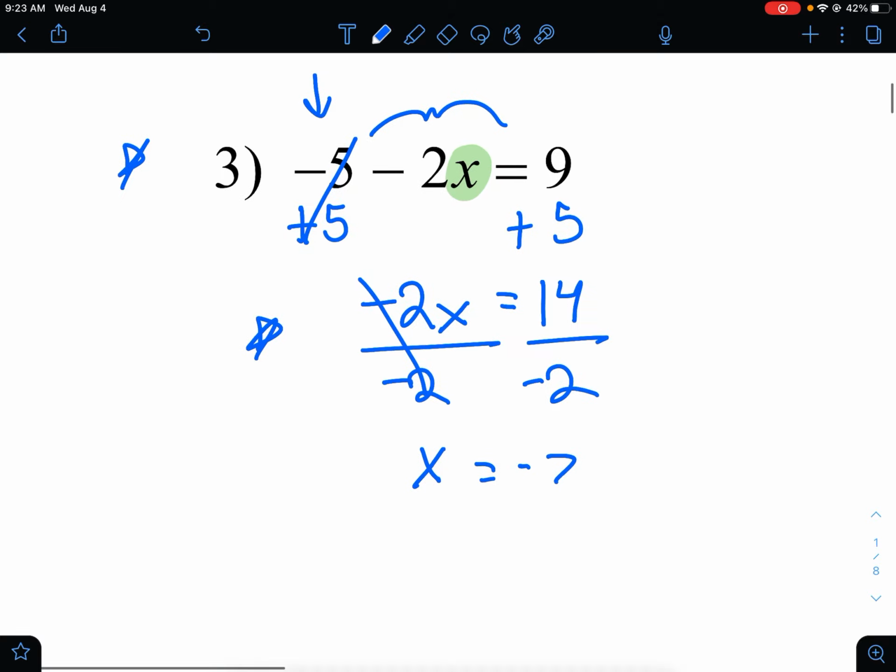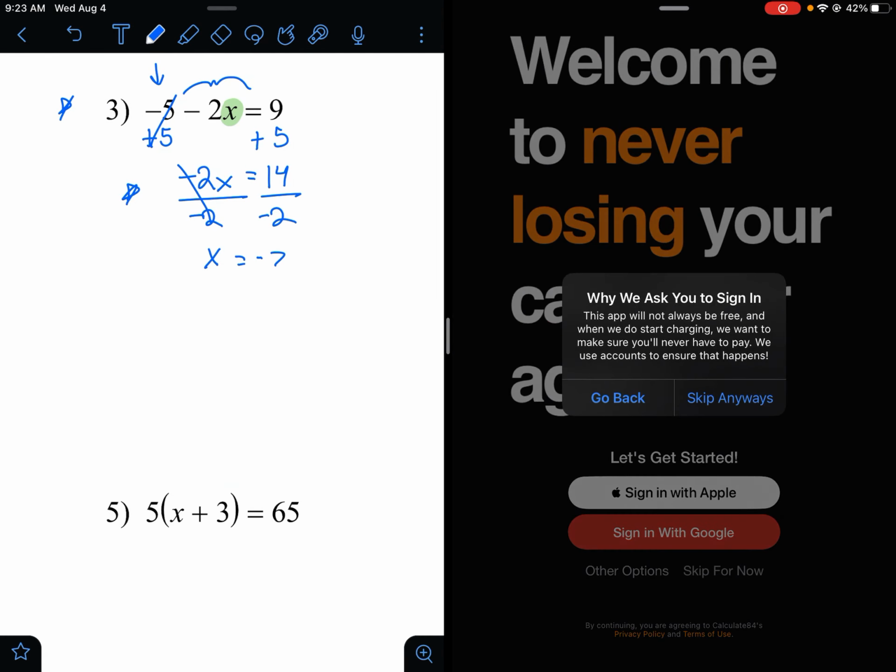All right. Now, one thing, if you've forgotten how to plug negatives into your calculator, you should get your calculator out now and do it with me.